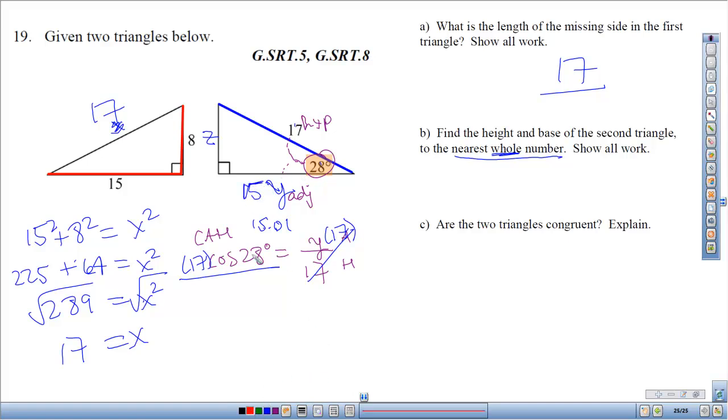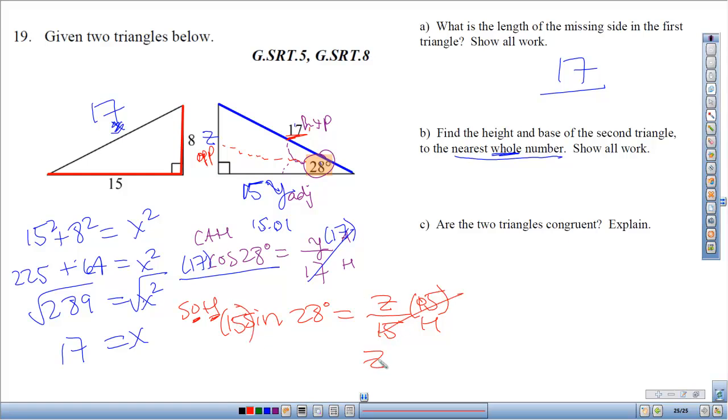Okay, next up, let's solve for z. So this is still the hypotenuse, but this one over here would be the opposite side. So this is opposite and hypotenuse. That would be a sine problem, right? Opposite and hypotenuse. So the sine of a 28-degree angle is equal to opposite over hypotenuse, z over 17. I'm going to multiply both sides by 17.